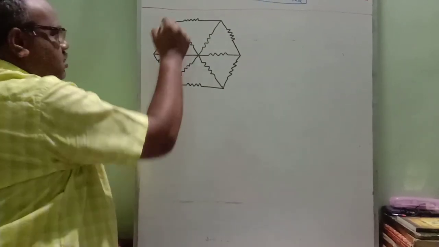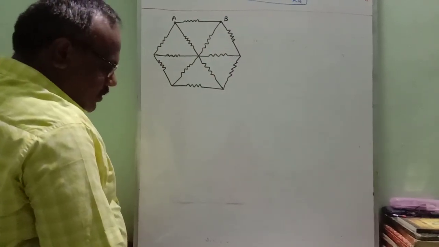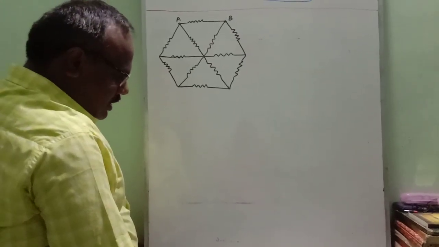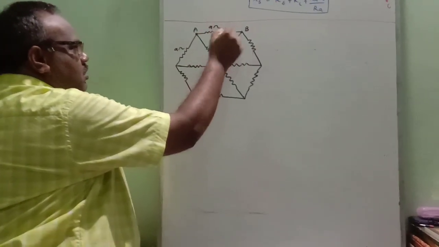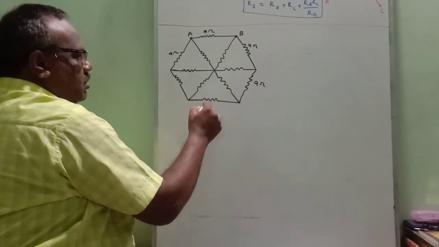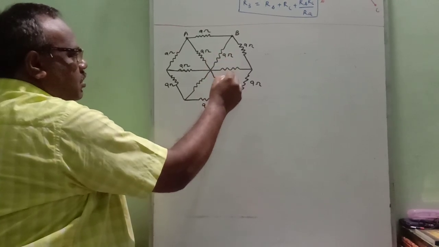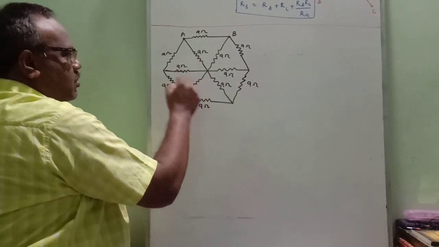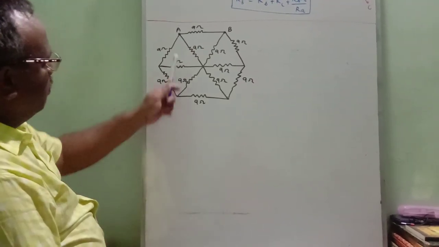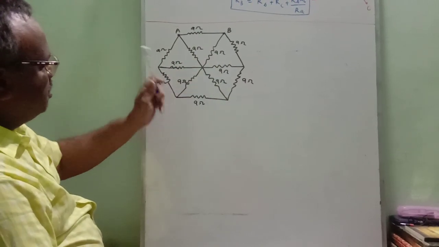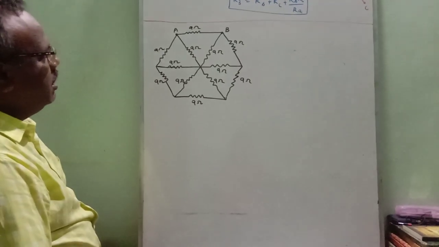you are going to find out resistance between these two points. This is A, this is B. And here for all resistances, that is 9 ohm suppose. All are 9 ohm. This is 9, 9, 9, 9, 9, 9. So if you see this figure, we have 1, 2, 3, 4, 5, 6. 6 delta are there. So if there are 6 delta, then you first solve alternative delta.